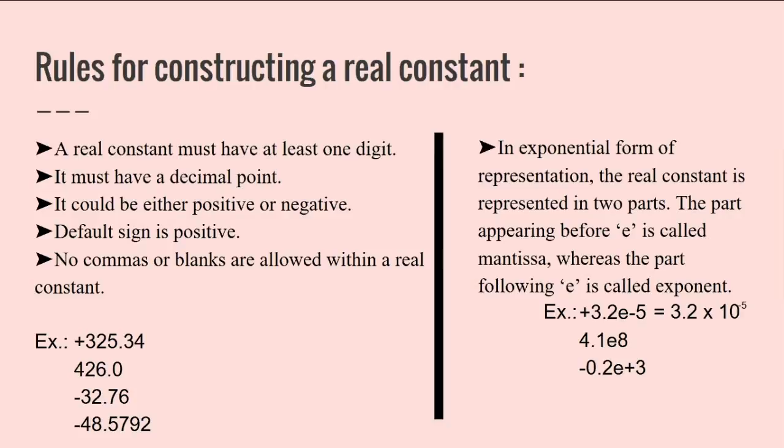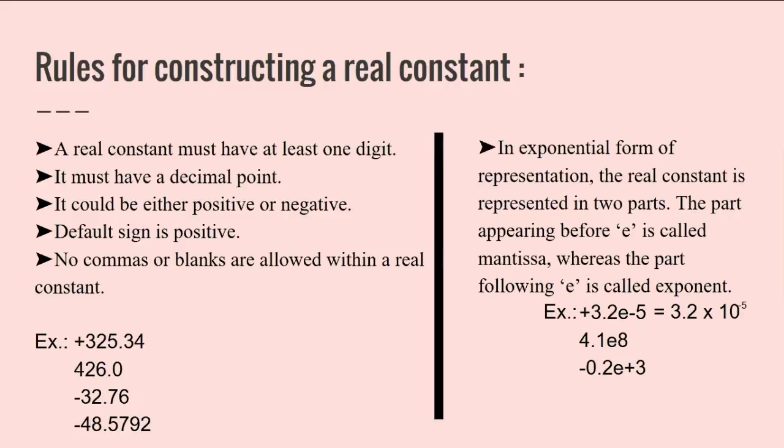So here 3.2 is the mantissa and minus 5 is the exponent. It is equivalent to 3.2 into 10 power minus 5 in our common mathematics. So in C it is written like this. The compiler understands this to be 3.2 into 10 power minus 5, but we need to write it as plus 3.2 e minus 5.